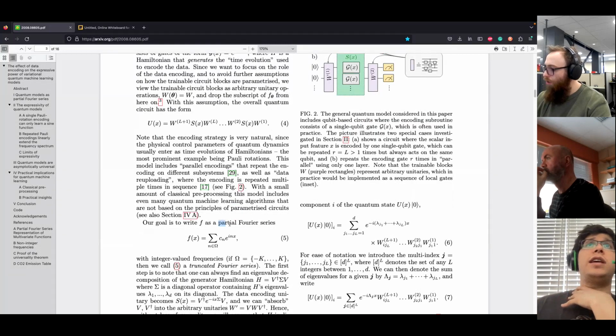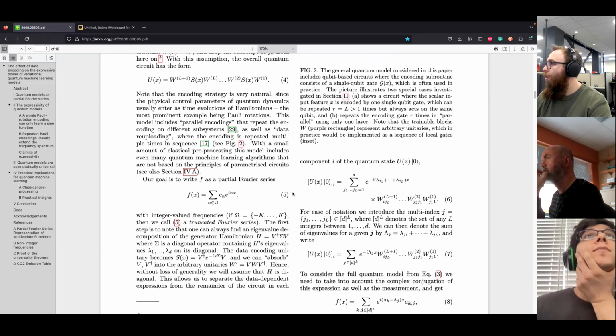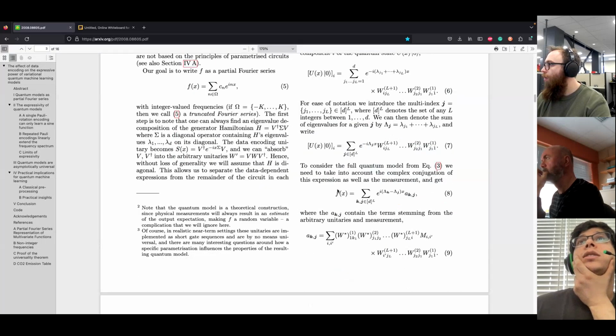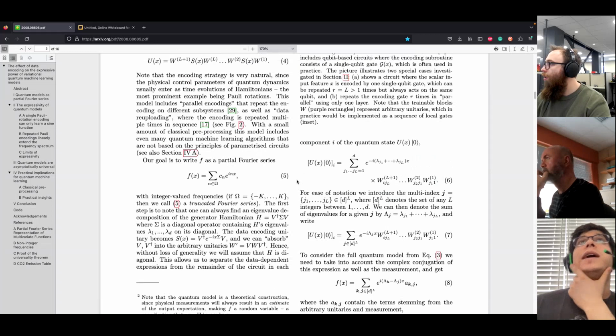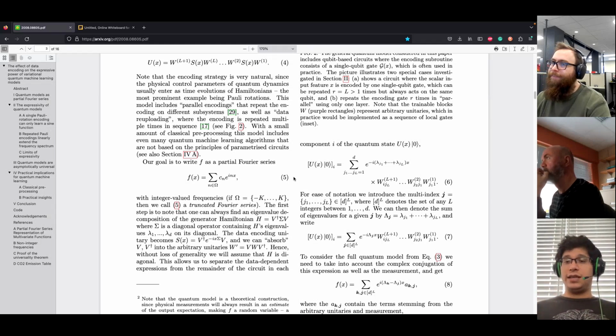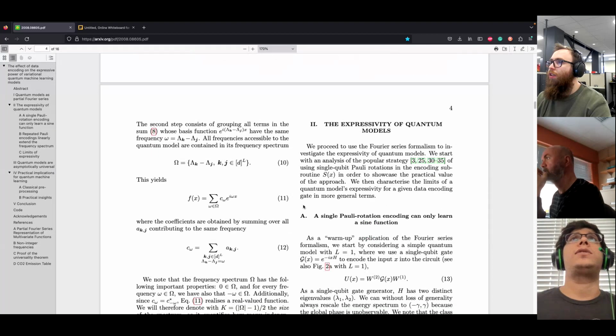They use this Fourier series formalism to prove that encoding the data more times gives you better performance. This is just all the formalism; you don't need to understand these equations. Basically, they're trying to show that if you express the quantum state as a Fourier series, then you can keep track of the operations and see that this will fit the data you're trying to fit better. I think there's a figure that's more comprehensive than all of these equations.